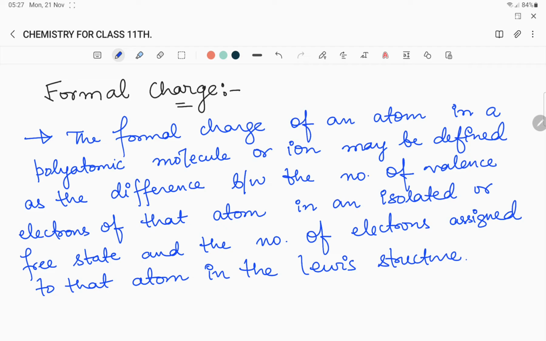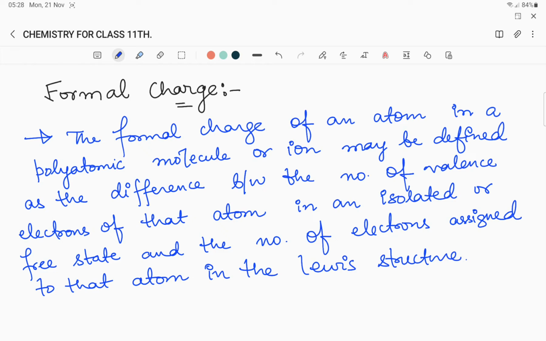bonding and molecular structure. There I have explained how to draw the Lewis structure. So before you start this topic, if you don't know how to draw the Lewis structure, you should first see that lecture and then come back to this video again. So let us read this formal charge definition once again. The formal charge of an atom in a polyatomic molecule or ion may be defined as the difference between the number of valence electrons of that atom in an isolated or free state and the number of electrons assigned to that atom in the Lewis structure.